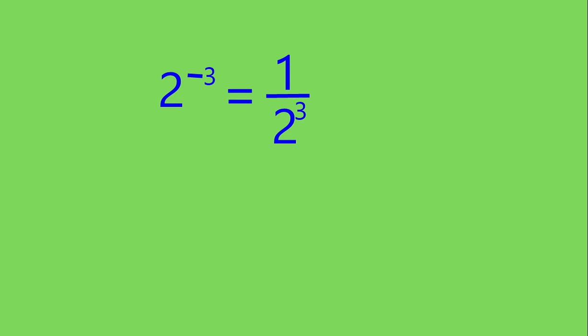One raised to the power of 3 gives 1. 3 raised to the power of 3 gives 8. We get 1 over 8.